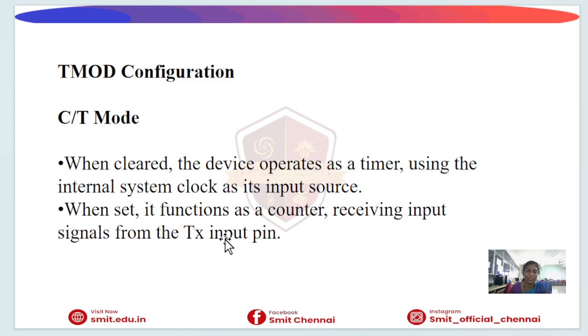The next one is the timer or counter mode bit. The C/T bit means the counter or timer selection. C/T equal to 0 is the timer mode, which counts the internal machine cycles. C/T equal to 1 is the counter mode, which counts the external pulses on the T0 or T1 pin. This bit determines the fundamental function of the timer.